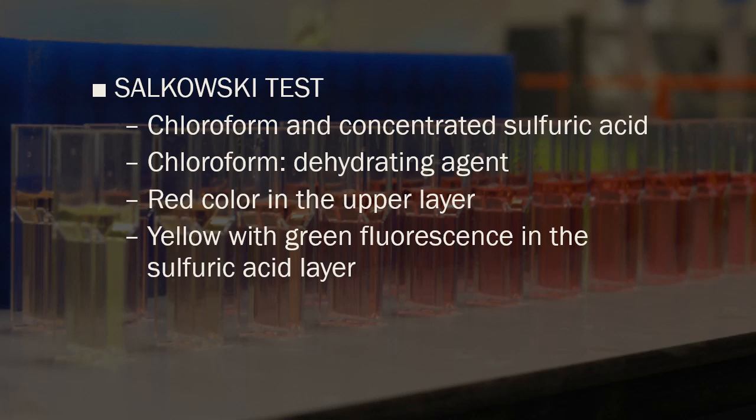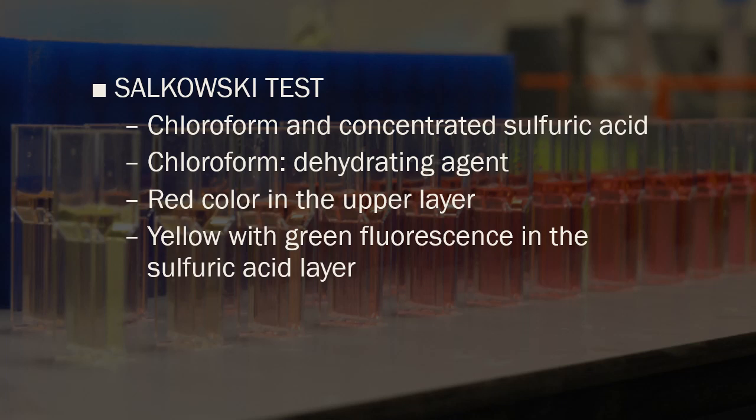Your Salkowski test utilizes your chloroform and your concentrated sulfuric acid. With your chloroform as a dehydrating agent, you have your red color in the upper layer, and you have your yellow with a green fluorescence in the bottom layer, where you still have your sulfuric acid. That is for your sample, the macerated pig's brain.